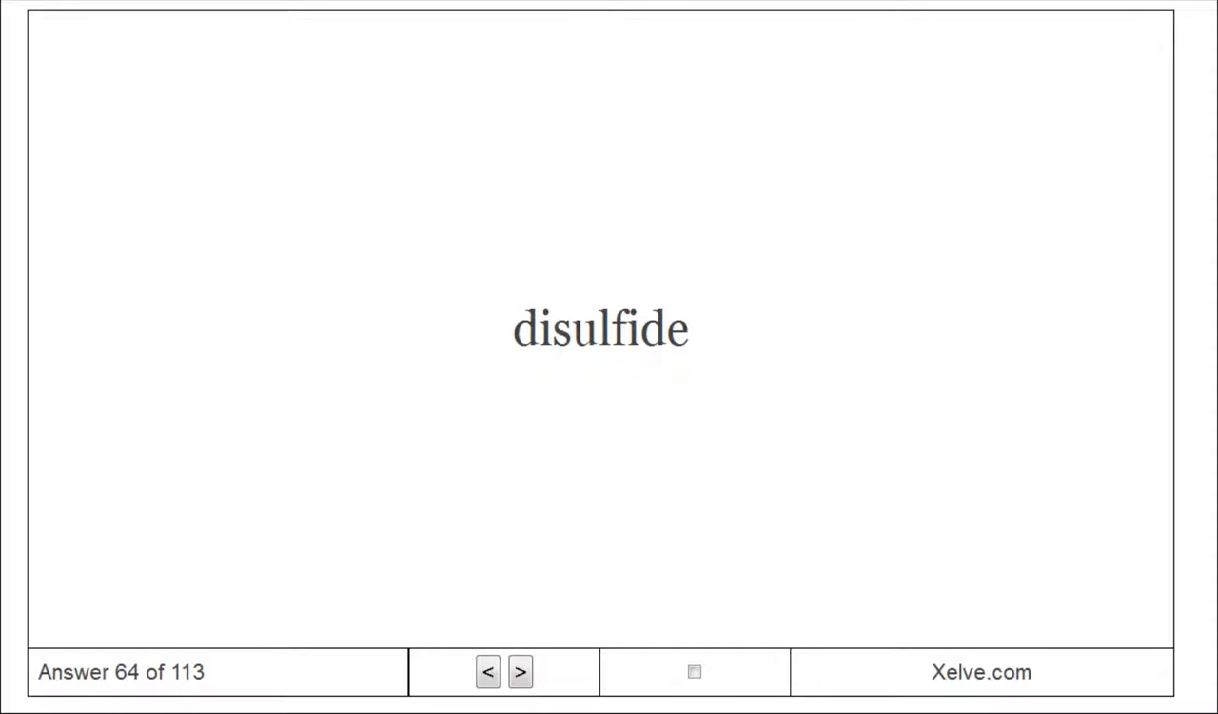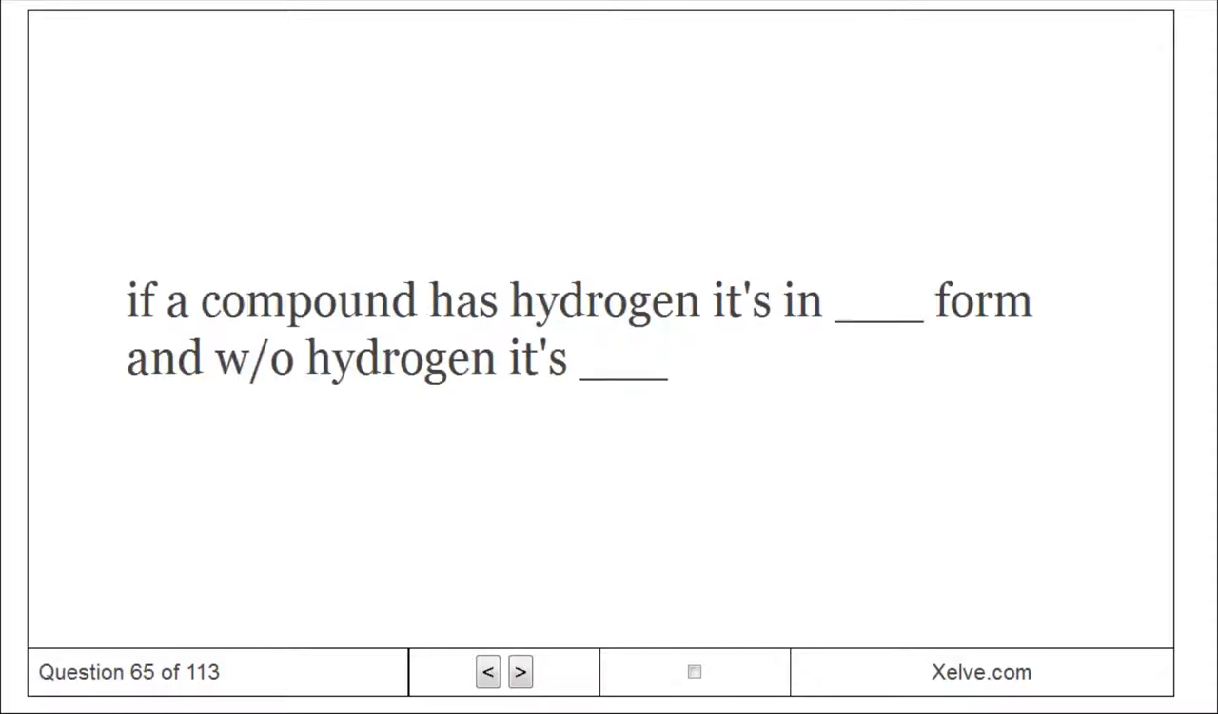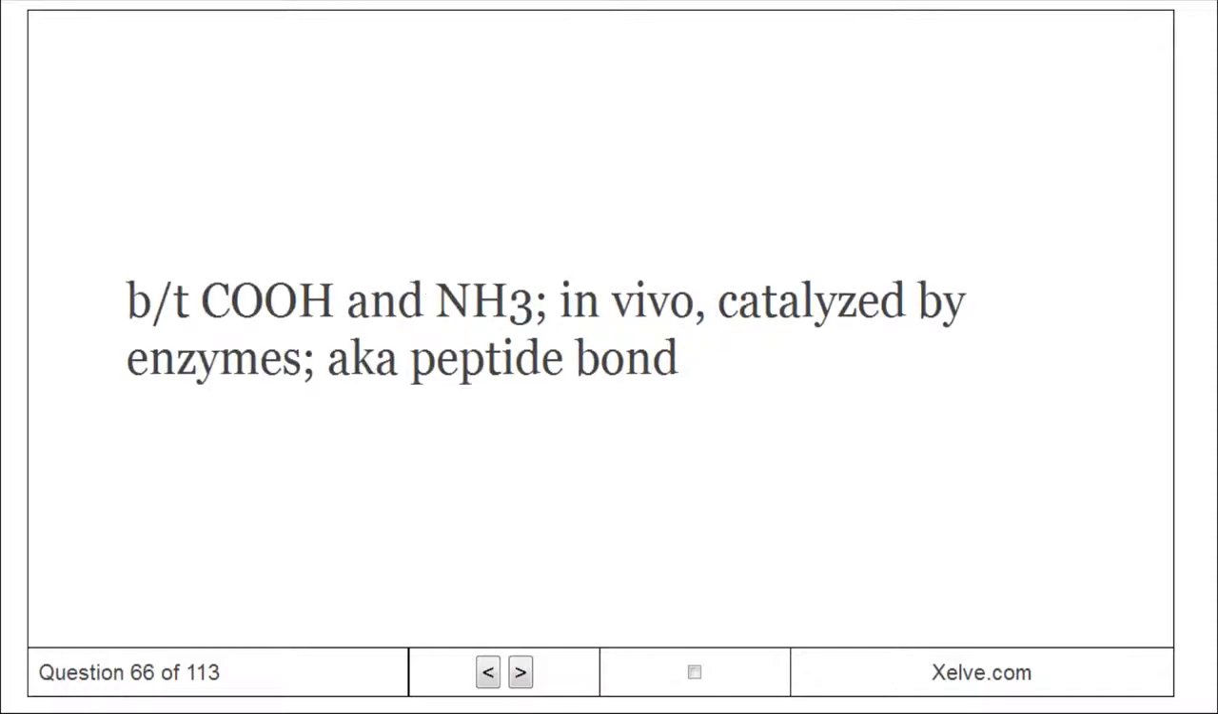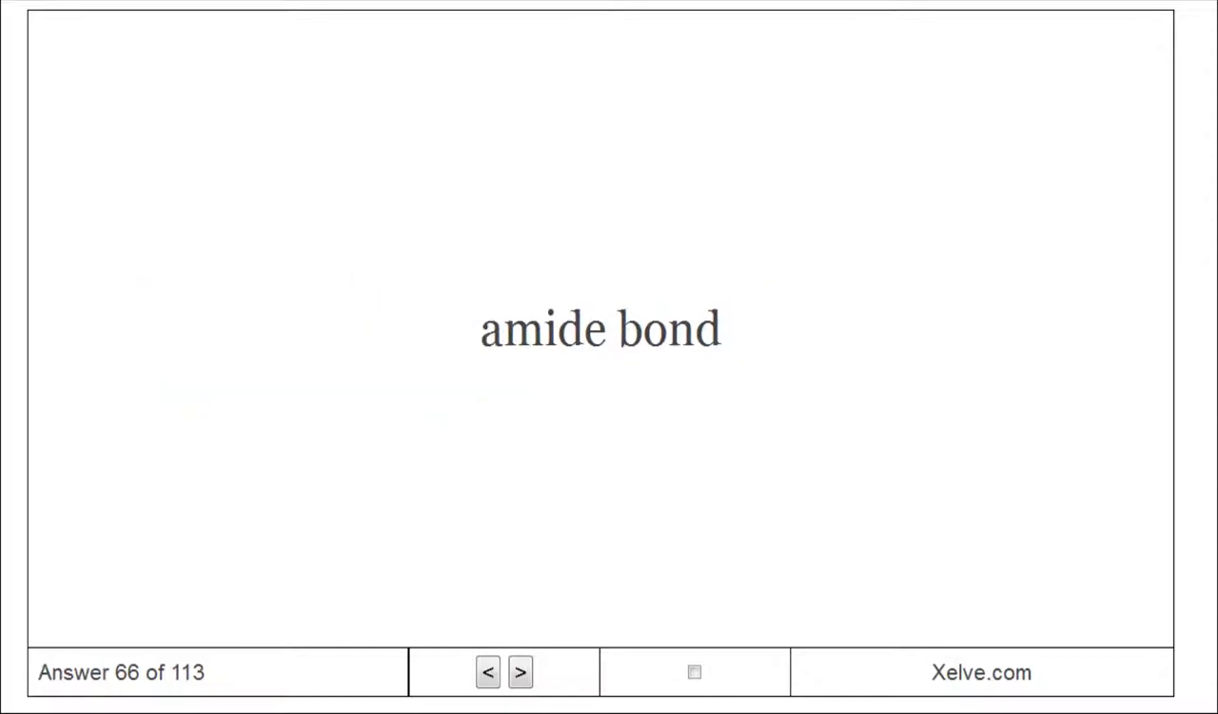Disulfide. If a compound has hydrogen it's in reduced form, and without hydrogen it's oxidized. Reduced, oxidized. COOH and NH3 join, catalyzed by enzymes, a peptide bond, aka an amide bond.